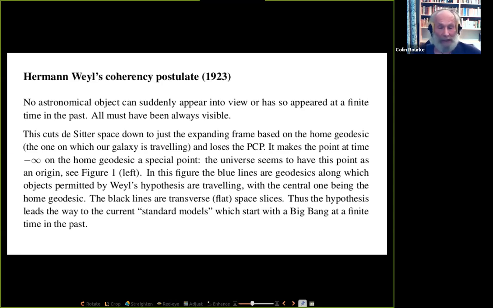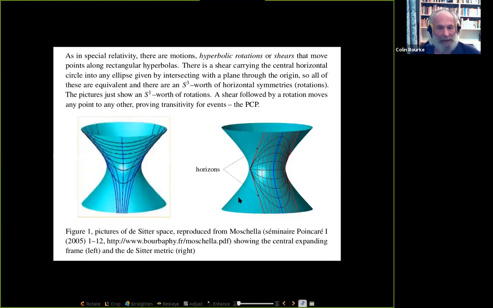1923, also very early. It's amazing how much stuff was done very early. His postulate is that no astronomical object can suddenly appear into view or has so appeared at a finite time in the past. They must always have been visible. So that means that if you go back to de Sitter space, I'll go all the way back to here.